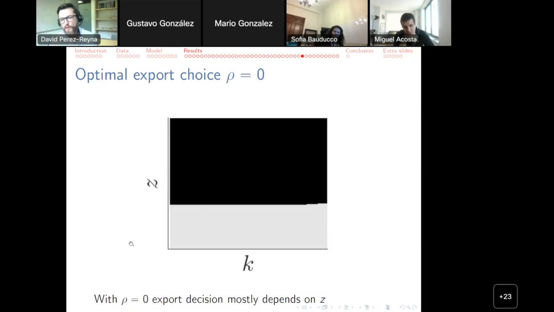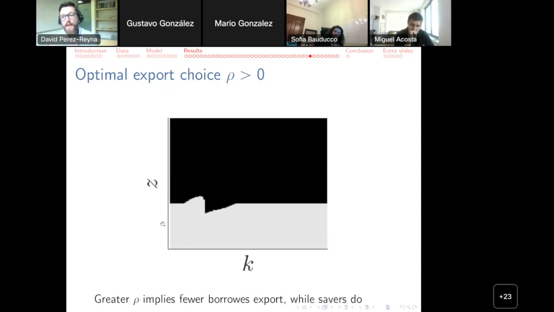And regarding the export decision, we're going to see that in the benchmark case, the export decision is mostly dependent on productivity. Firms above a certain productivity want to export. As ROE increases, the initial level of capital is also playing a role. The reason is that the initial level of capital is going to play a role both in which credit market they want to tap.